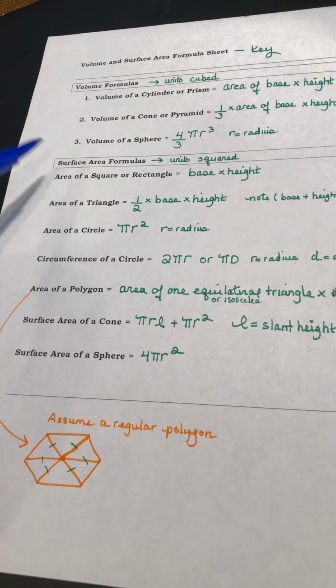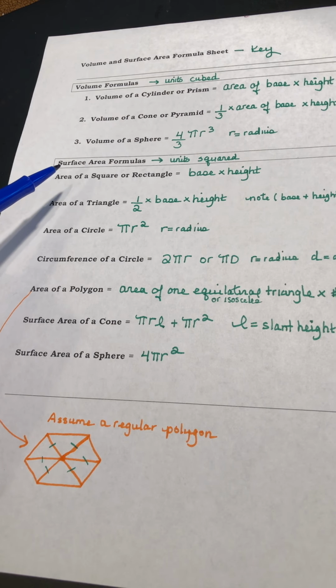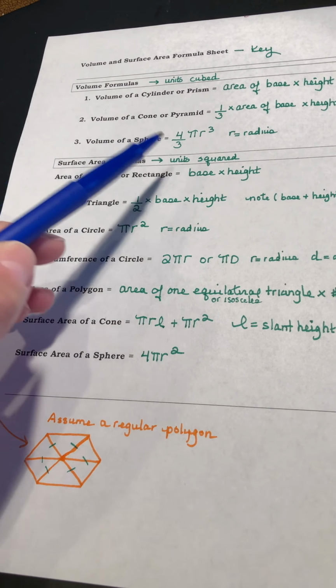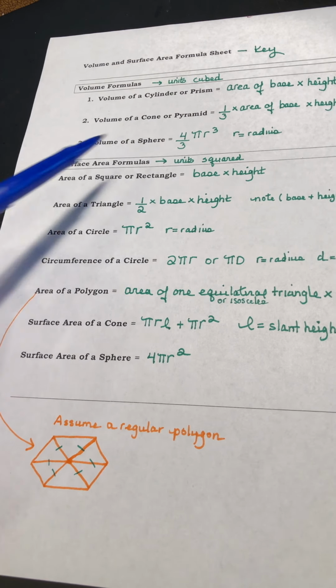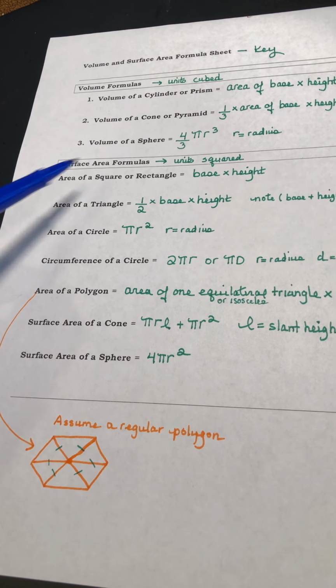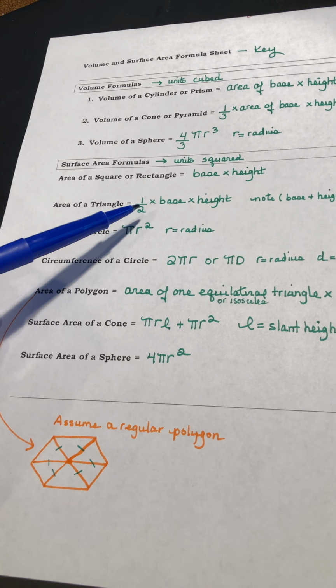For the next unit, we're just going to be looking at surface area. Because it has the word area in it, and area is units squared, all of your answers for surface area will be units squared. So, area of a square or rectangle: base times height. Area of a triangle: 1/2 base times height.